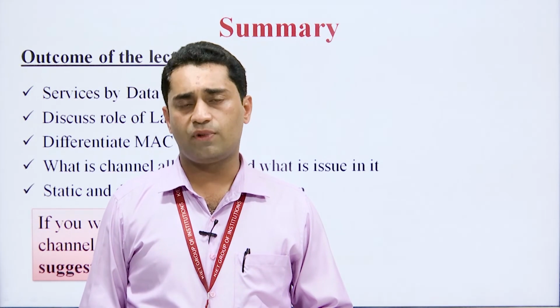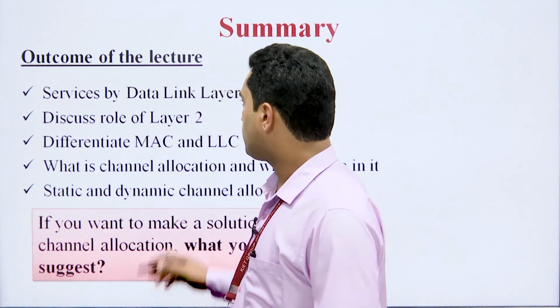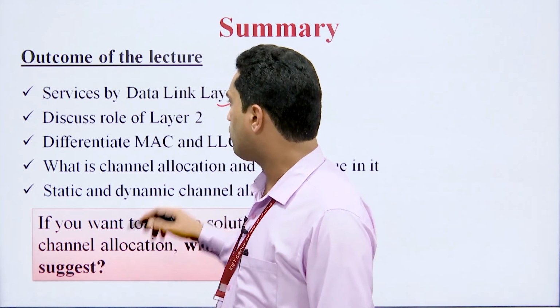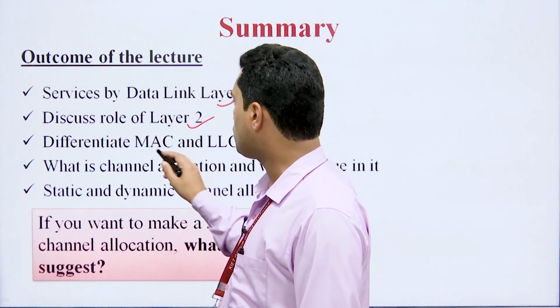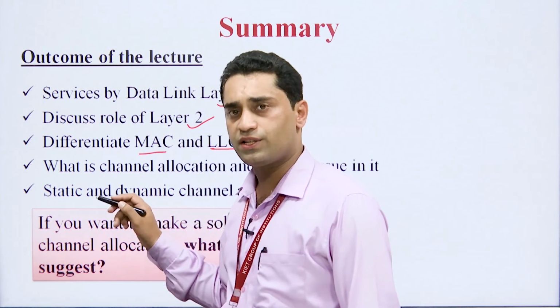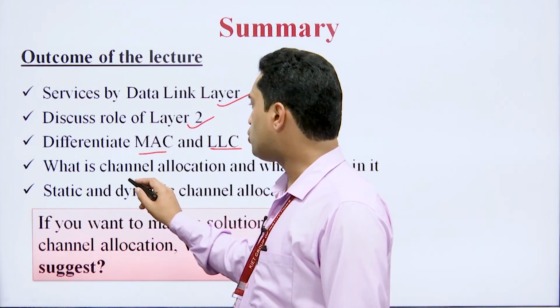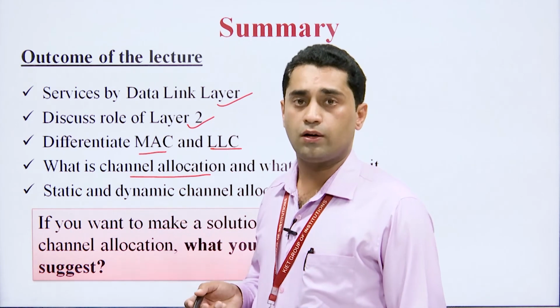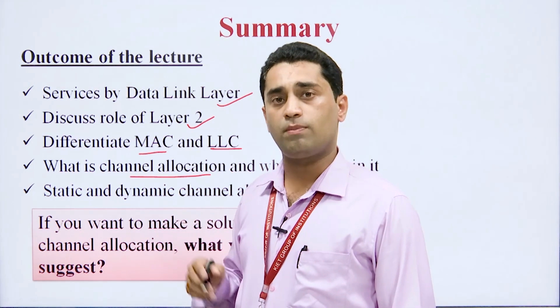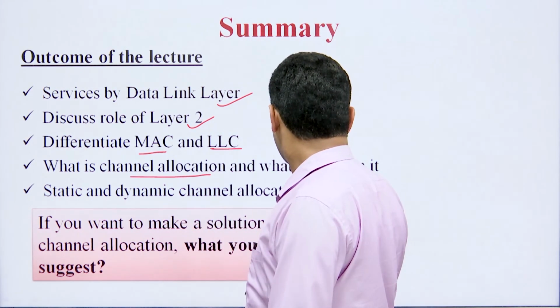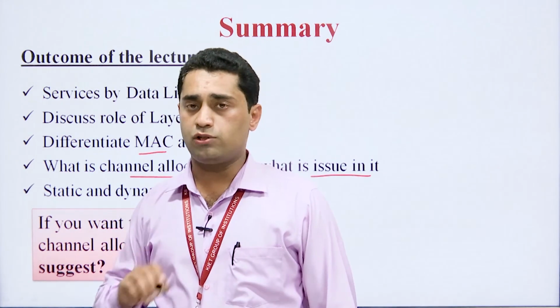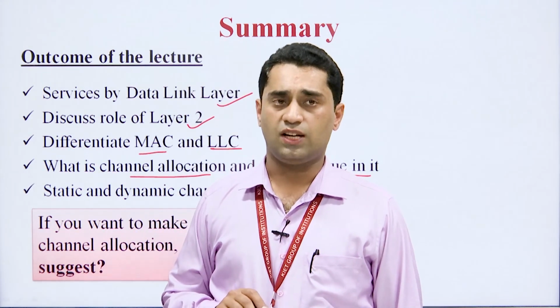If I talk about the summary: the services provided by the data link layer, its role and responsibility, the difference between MAC and LLC, the two parts of the data link layer. What is channel allocation, why it is required to avoid conflict, and what is the problem and issue in this. We will also discuss this part in detail in the next class.